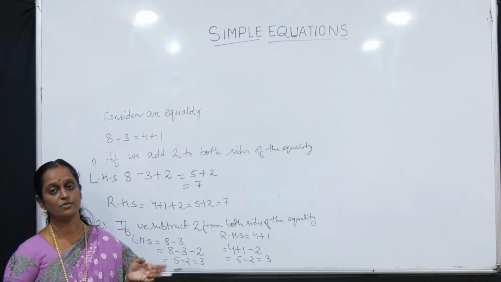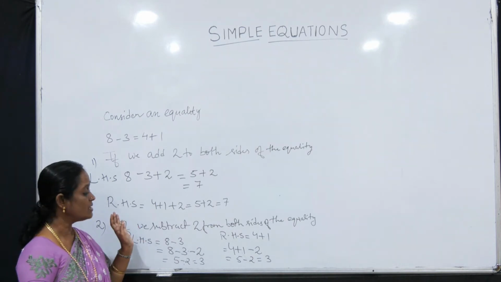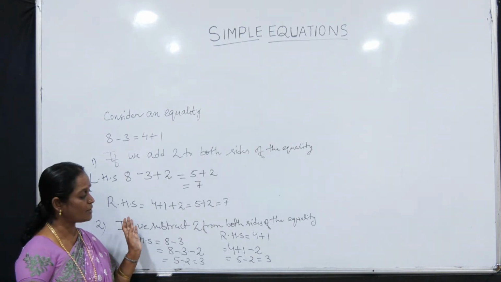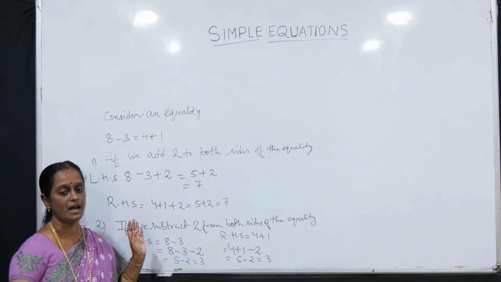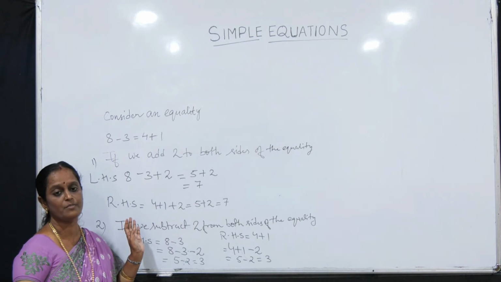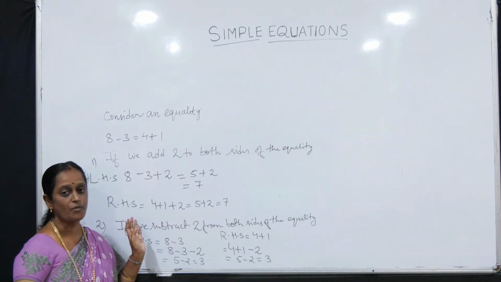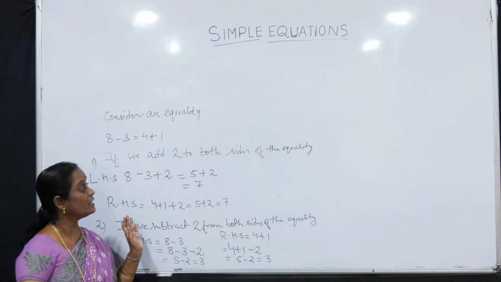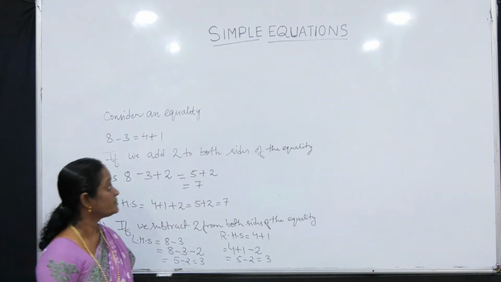So what we can conclude here is that if we add 2 to both sides of the equality or subtract 2 from both sides of the equality, the equality still holds. That is, if we add or subtract any number from both sides of the equality, the equality still holds. Now what about if we multiply or divide the same number on the left hand side and right hand side of the equality? Let us see.